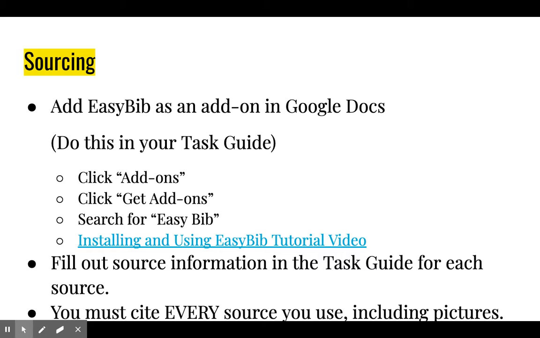So every time you take information from a website, copy the URL that's up at the top of the search bar and paste it into EasyBib and paste it into that task guide so that you can keep track of it. You have to do this for every source, including the sources that you get pictures from.